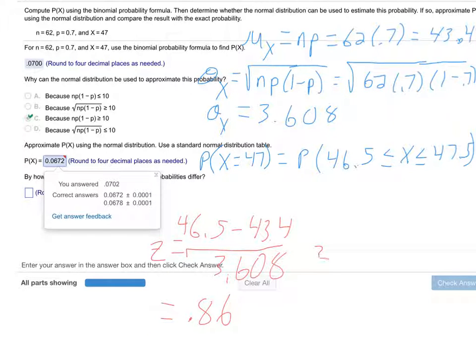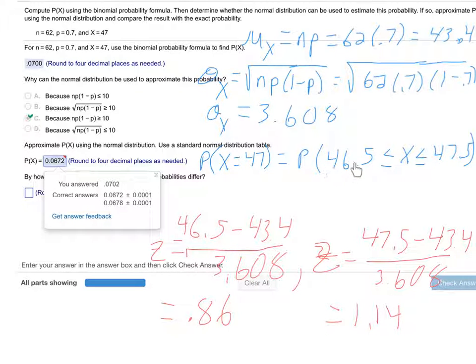I need to repeat this, find the z-score for this value here. The other z-score I need is for 47.5, and then the other numbers will be the same, the 43.4 over the 3.608. And I get a z-score of 1.14. So I found the z-score for each of these values, and that converts this to P of 0.86 is less than or equal to Z, and Z is less than or equal to 1.14.